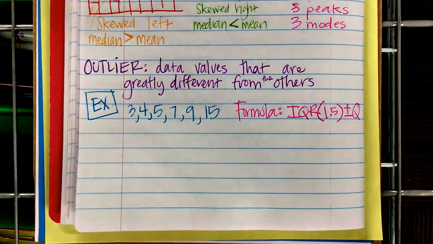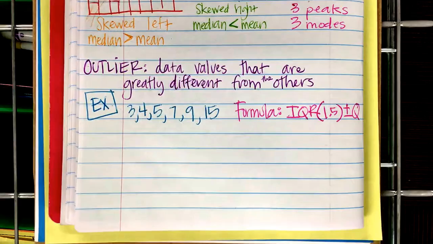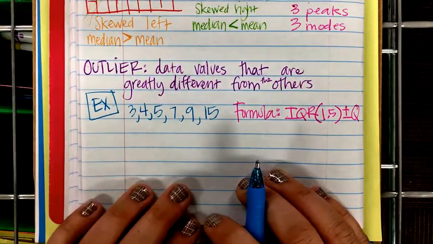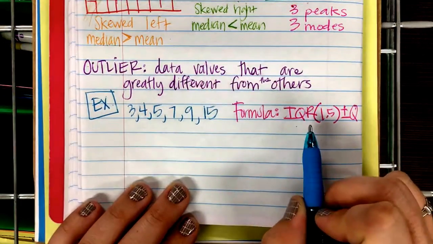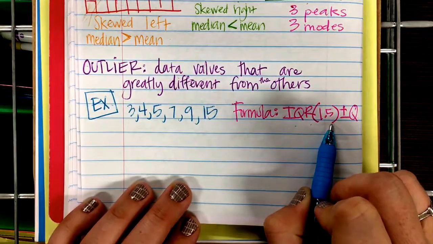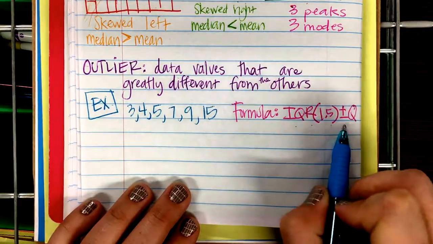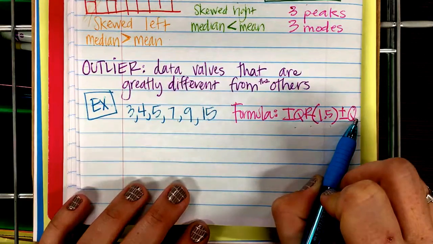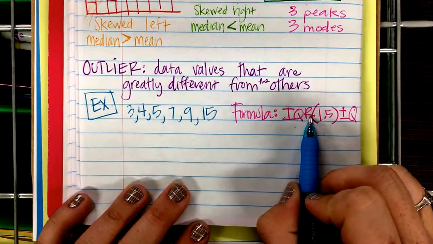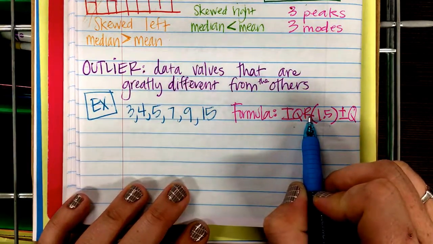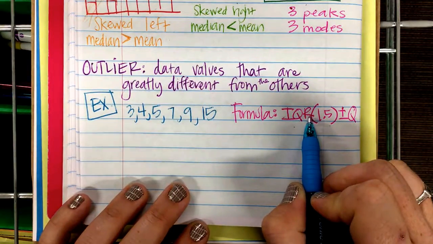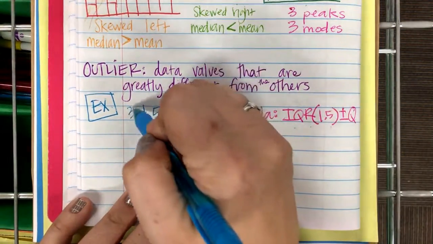And I promise I will explain this to you in detail. So we need the inner quartile range. We multiply it by 1.5, 150%. And then we add it or subtract it to the quartiles. Ready? To find the inner quartile range, you have to find the quartiles, correct? To find the quartiles, you have to know the median.